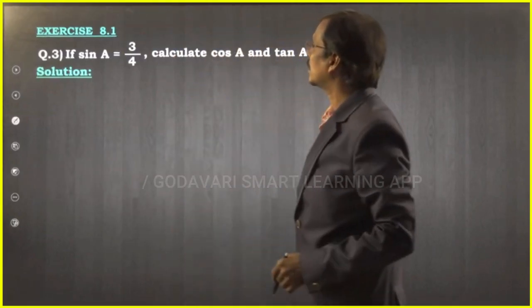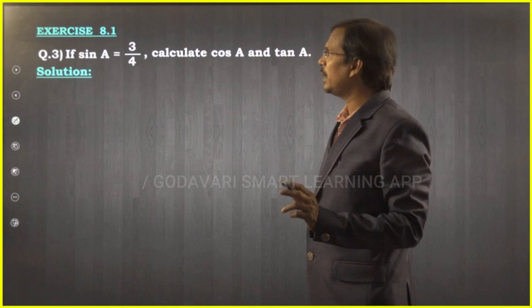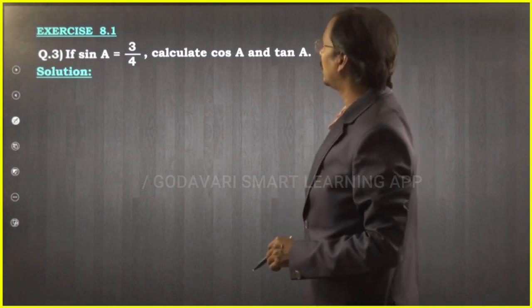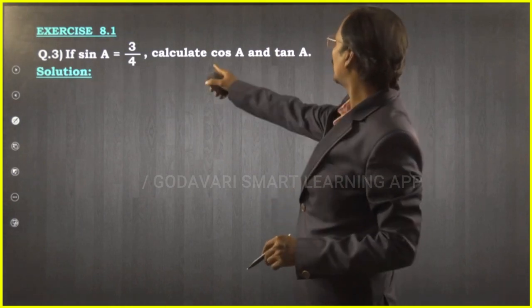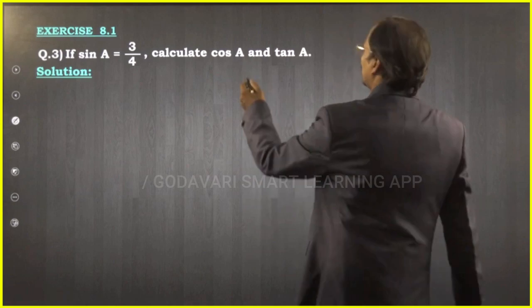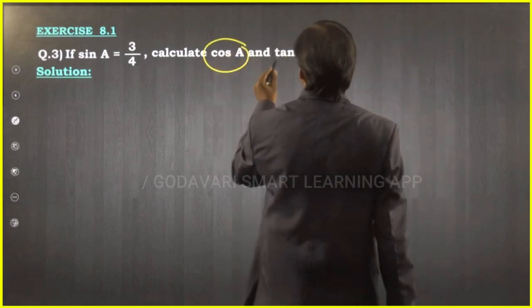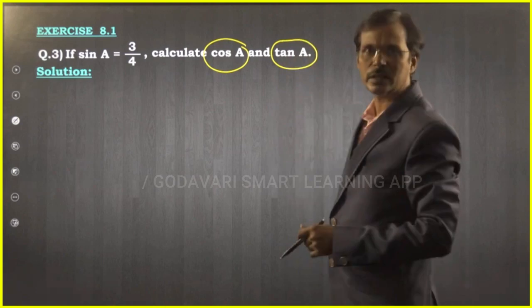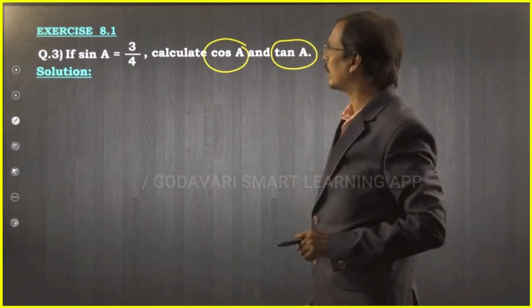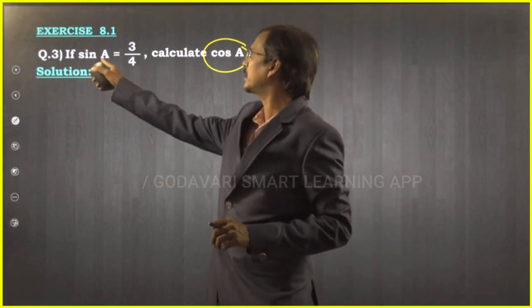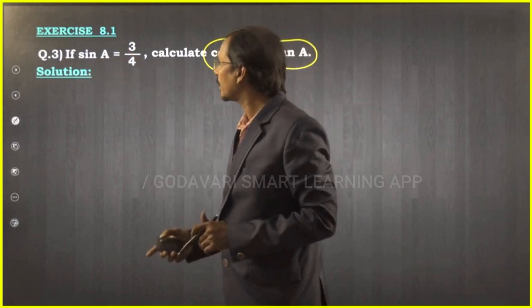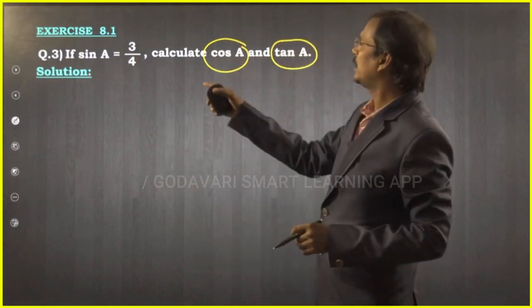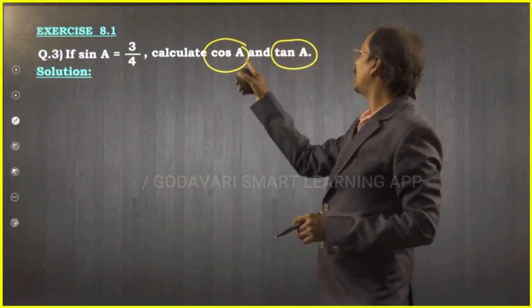In the third question, they give sin A is equal to 3 by 4. Calculate cos A and tan A. So here we have to find cos A and tan A. Sin A is equal to 3 by 4 is given, and from it we have to find cos A and tan A.